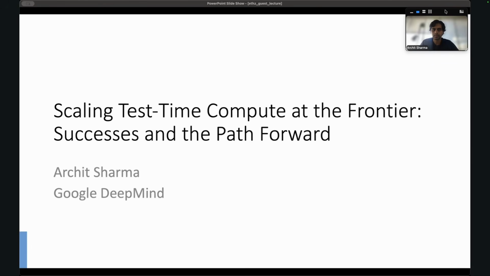It's my pleasure to welcome Archit Sharma today for our guest lecture. He's currently a research scientist at Google DeepMind, where he focuses on post-training and reasoning research. He's also a creator of the direct preference optimization DPO algorithm, which is really a foundational algorithm for aligning large language models with human preferences. And most recently, he led the development of the Gemini DeepThink model, the first AI model to achieve the gold medal on problems from the International Mathematical Olympiad. And yeah, with this, please give him a very warm welcome. And the stage is yours.